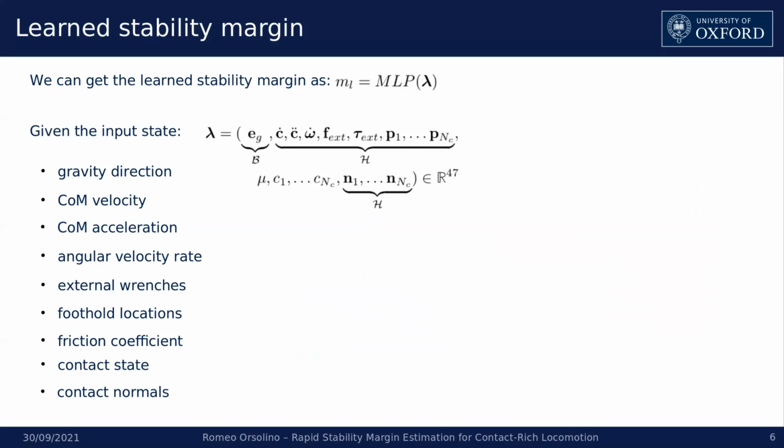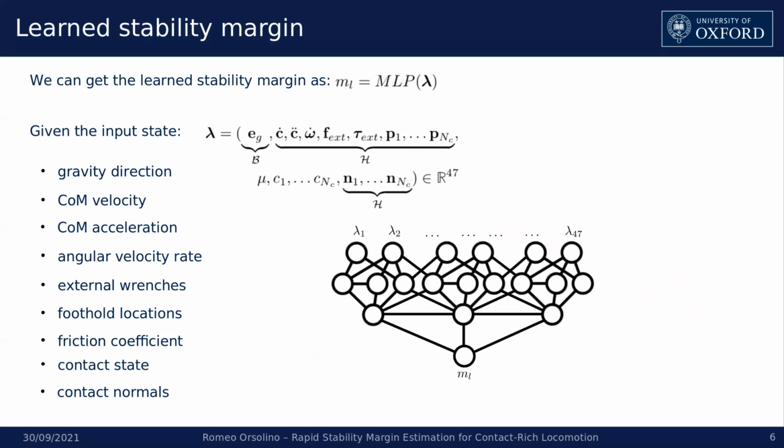The neural network takes the current robot state as an input composed of the 47 scalars I mentioned before, and it predicts the value of the stability margin. We tried different implementations of MLPs, and we ended up using an architecture with 3 hidden layers of 256, 128, and 128 nodes each. The forward pass for our implementation of such a network is approximately 10 microseconds, which is about 3 orders of magnitude faster than the analytical computation.